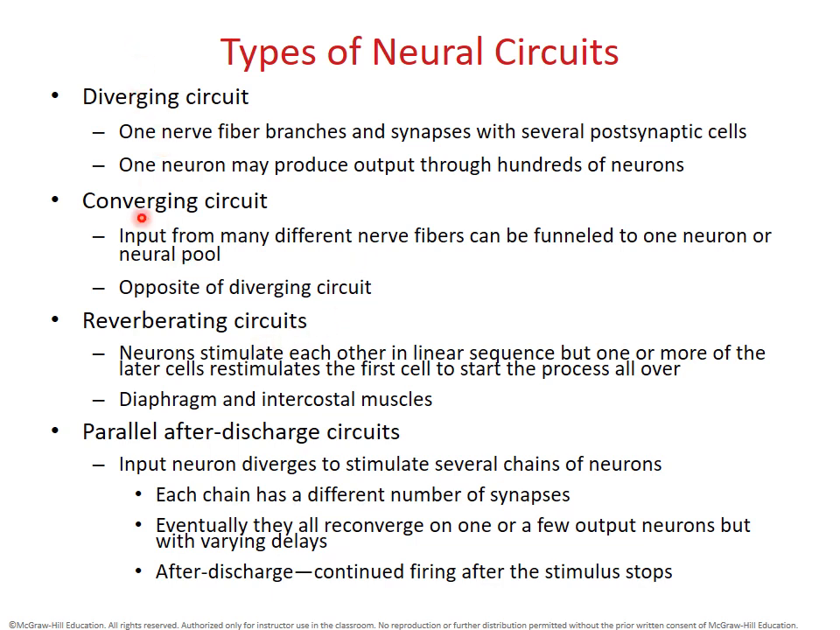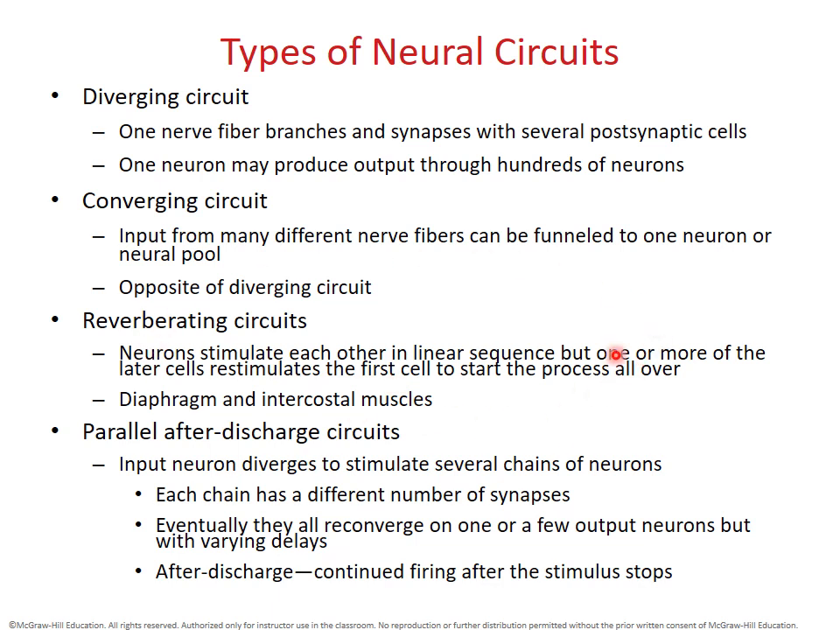Those are the two simple kinds. Then we have reverberating circuits. In reverberating circuits, you get a linear sequence of action potentials where one neuron triggers a second, which then triggers a third, and a fourth, and a fifth in a linear fashion. But at some point, some of the downstream cells will cycle back and re-stimulate some of the earlier cells in the sequence. And so the signal does a loop and comes back and triggers itself again.